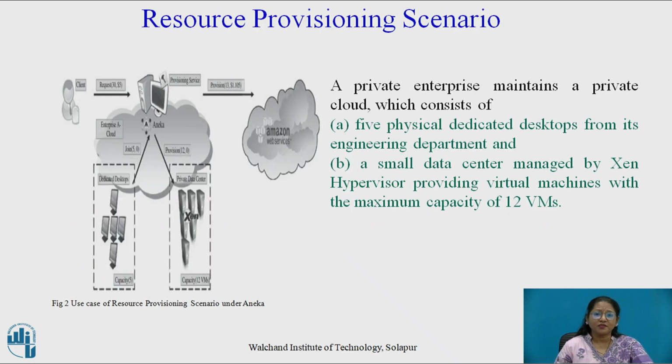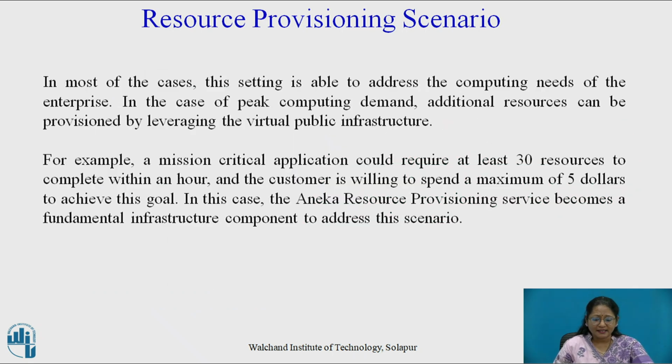Now, this is the resource provisioning scenario. A private enterprise maintains a private cloud which consists of 5 dedicated desktops from its engineering department and a small data center managed by Xen hypervisor, providing virtual machines with a maximum capacity of 12 virtual machines. You can see it in a diagram. So, in most of the cases, this setting is able to address the computing needs of the enterprise. In the case of peak computing demands, additional resources can be provisioned by leveraging the virtual public infrastructure.